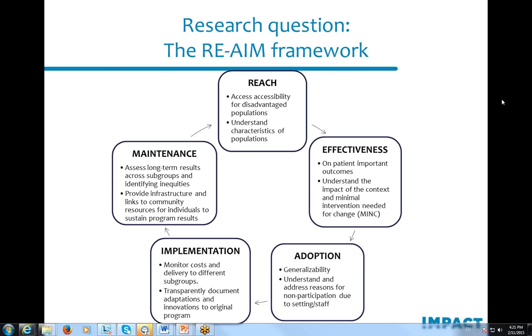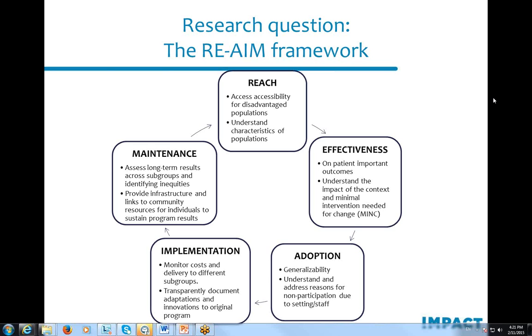And the next element that we're interested in, in outcomes, is implementation. In implementation, we're particularly interested in the costs of delivery to various groups, and also the extent to which it's clear that there were any changes to the original program. So how it was implemented is of interest to us.